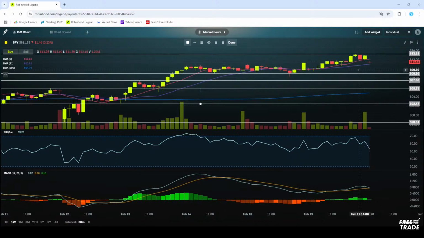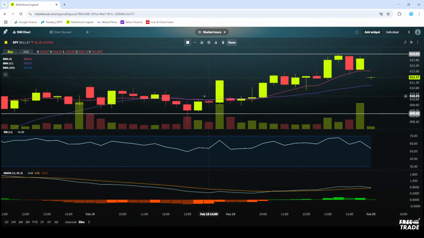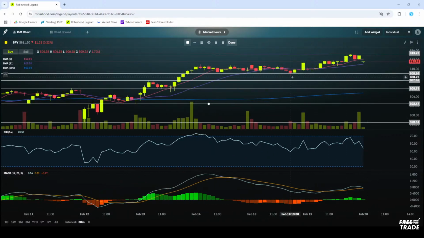Now that we have all these mapped out, we have a pretty good idea. These are going to be our main ones we're dealing with here today. This support and this resistance here. And kind of what we want to do is take the first little bit of the market and just watch and see how SPY reacts to those.